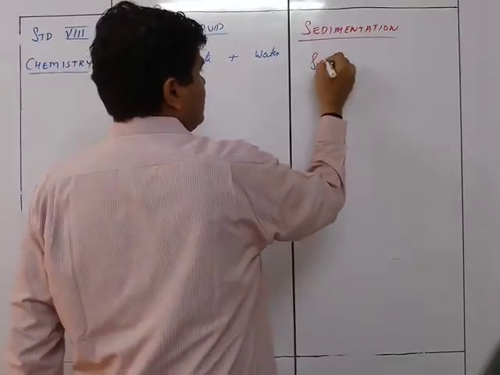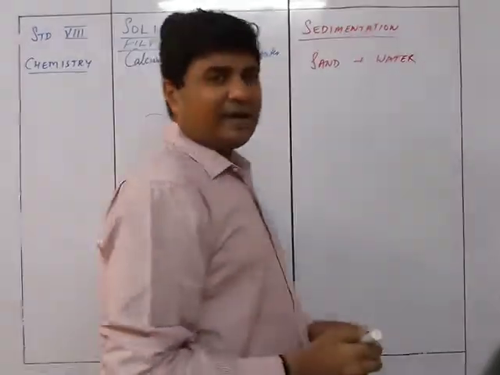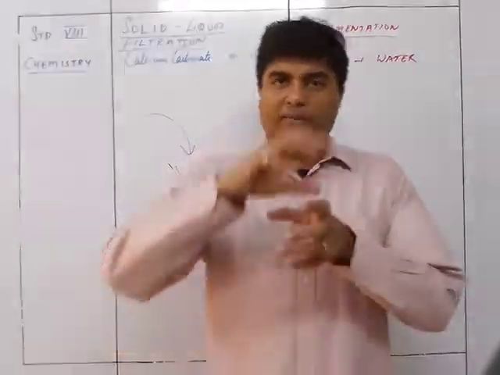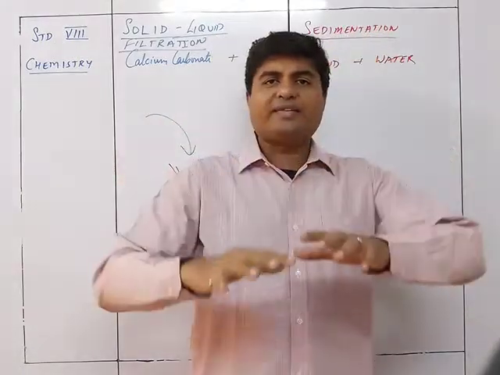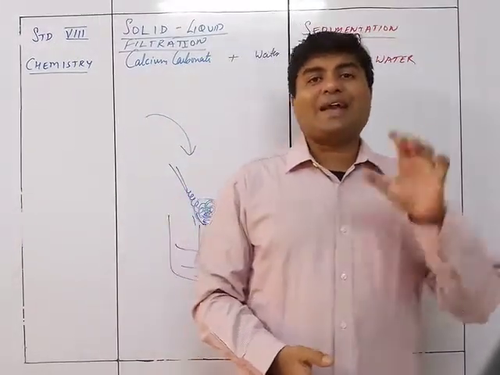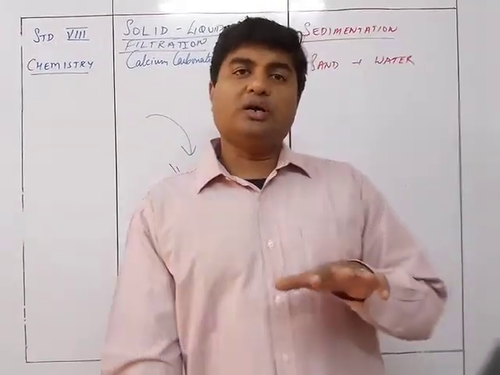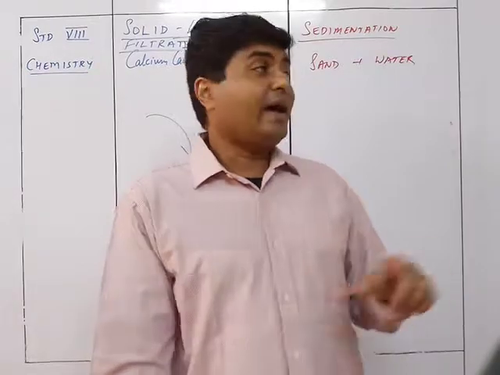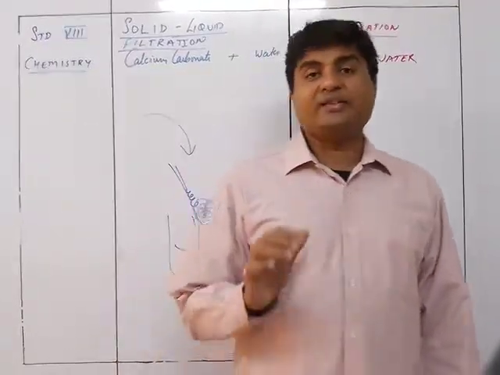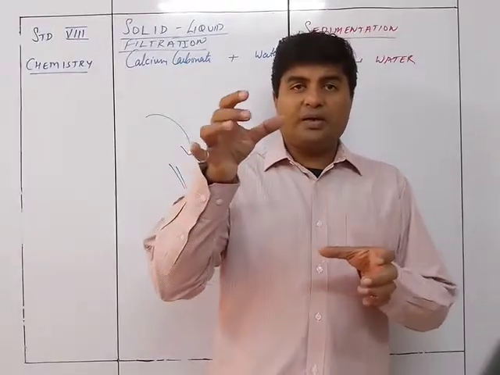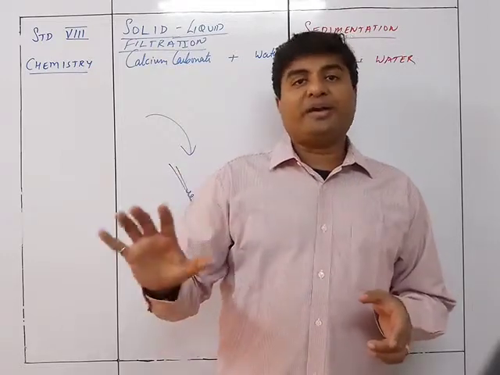The example is sand plus water. If you take some water and sand and mix them together, you will find that initially it is like a homogeneous mixture, but after a few minutes, you will find that all the sand would have settled down completely. Settling down of the sand particles completely into the lower part of the beaker is called sedimentation. So what you do over here is that once the sedimentation takes place, you slowly take the beaker and pour out the liquid part without affecting the sedimented part.